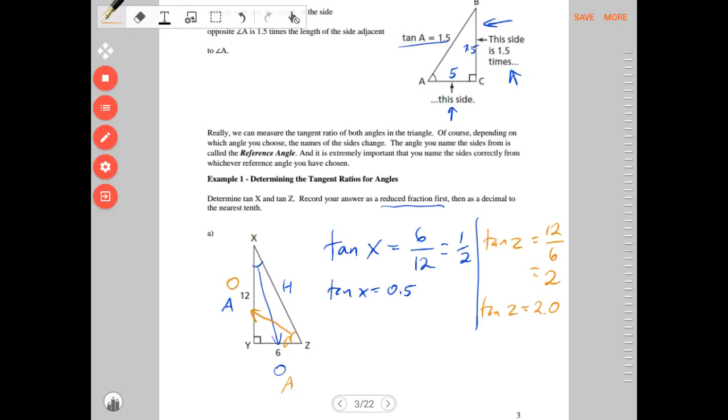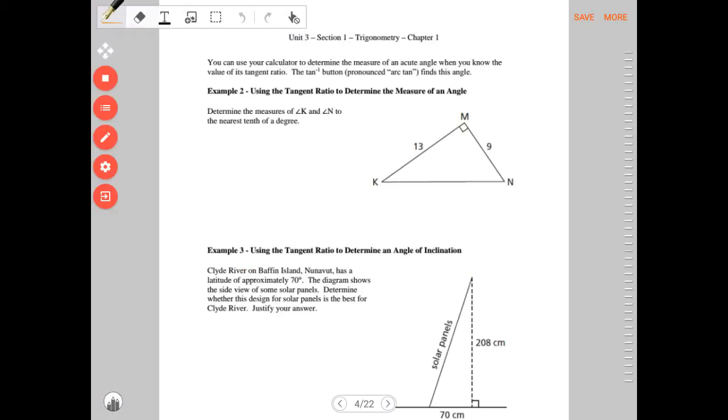So again, when we figure out ratios from different angles, we have to rename the sides to make sure it all works properly. All right, next one. You can use your calculator to determine the measure of an angle when you know the value of the tangent ratio.